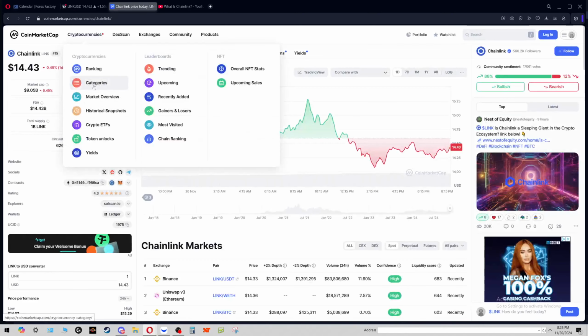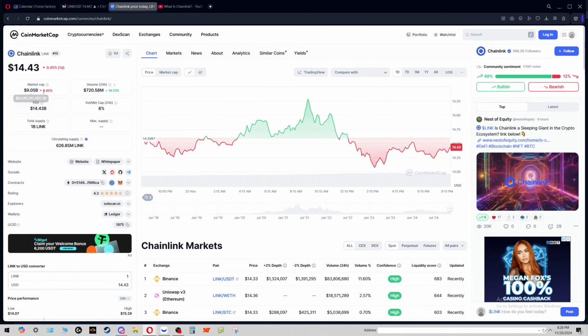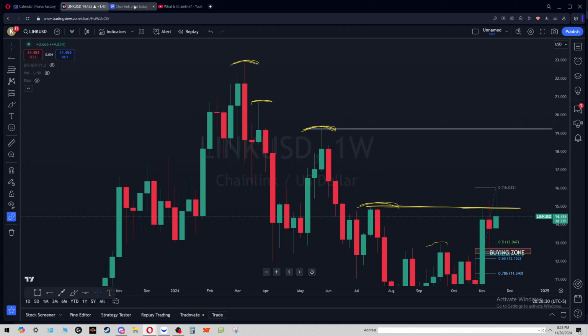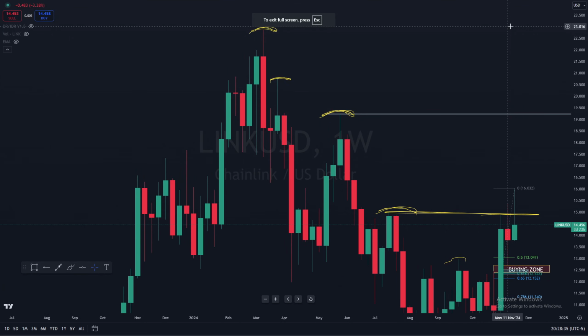What are we at? Chainlink, right? So market cap is 9 billion. That is wild, right? It's $720 million in volume today alone. That is crazy. So there's a lot of opportunity for us to get a piece of the pie for ourselves and to make some money as the market starts to accelerate to the upside.